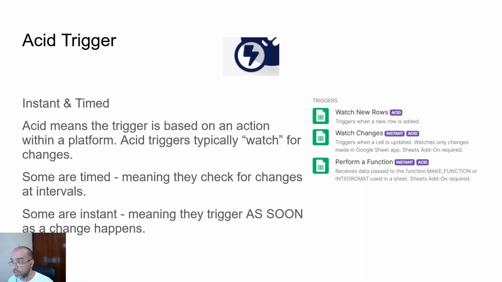Not all triggers are instant. Some ACID triggers are timed, and this is where you have to put it on a timer in order to have it run at regular intervals. A lot of Google modules are like that. For example, in this screenshot, Watch for New Rows is a Google Sheets ACID module that is not instant. In order to run, though, it still has to have new information. It just does it on a timer.